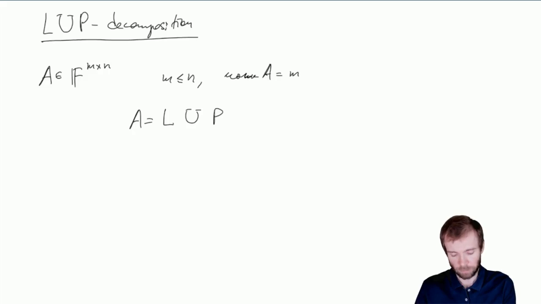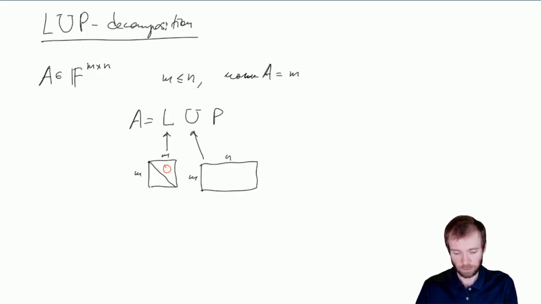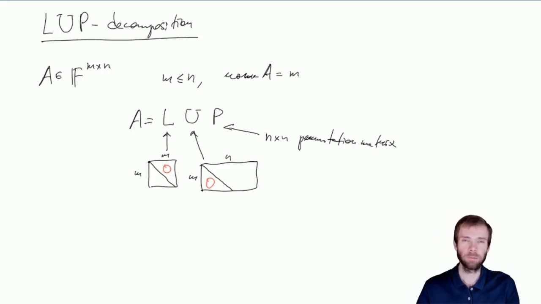where L is a matrix of order m by m, which is lower triangular, so we have zeros above the main diagonal. U is the m by n matrix, which is upper triangular, so if we draw the main diagonal here, we'll have zeros under it. And P is an n by n permutation matrix. And the permutation matrix is a 0-1 matrix where ones stand on some transversal of the matrix.